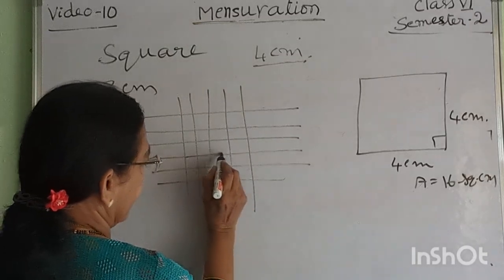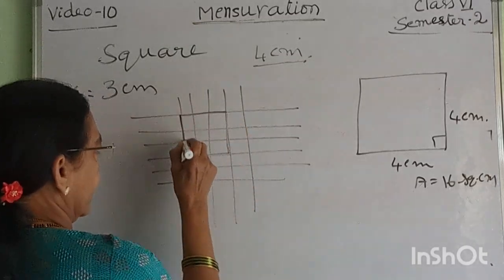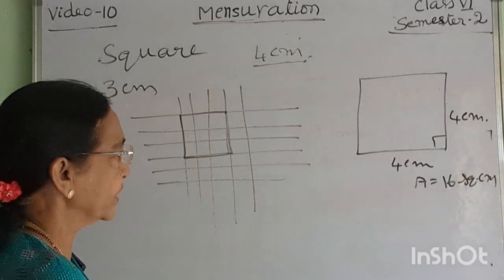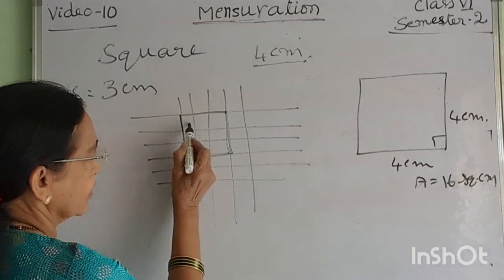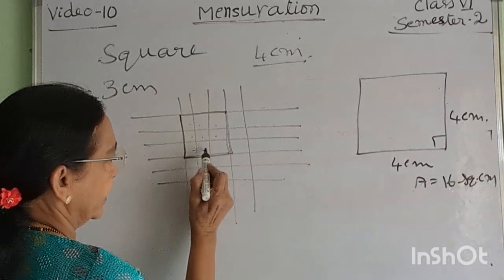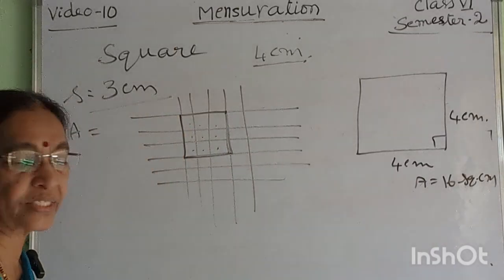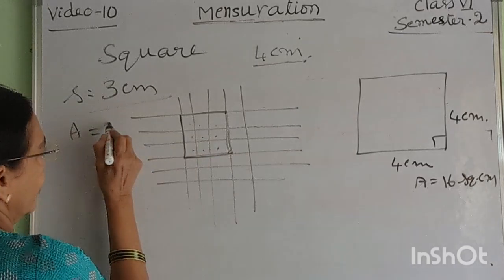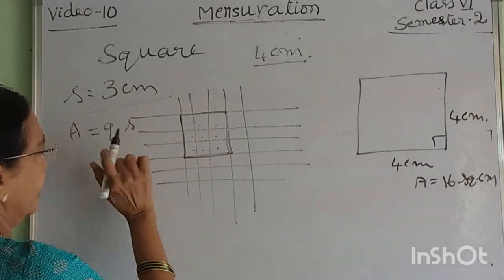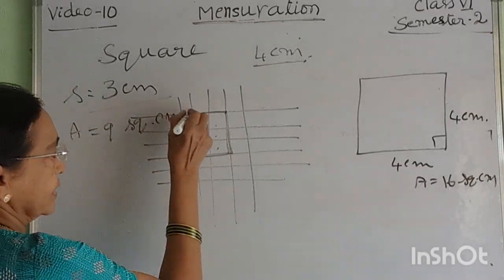3 centimeters. This is the square. Now its area, by counting the squares 1, 2, 3, 4, 5, 6, 7, 8, 9. So the area of the square having side 3 centimeters is 9 square centimeters.